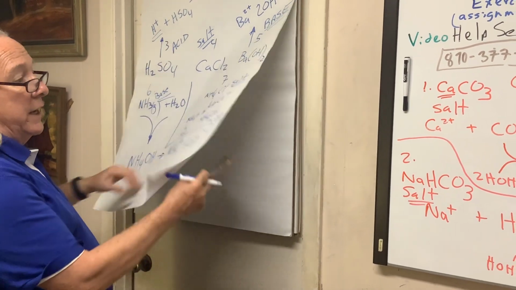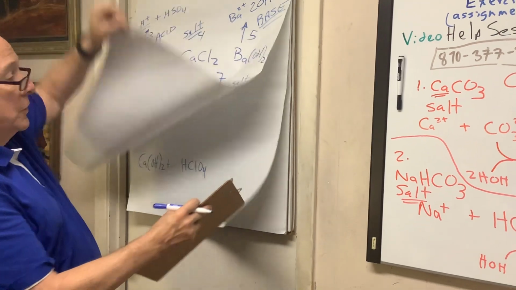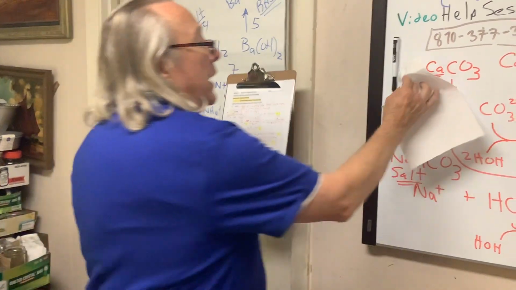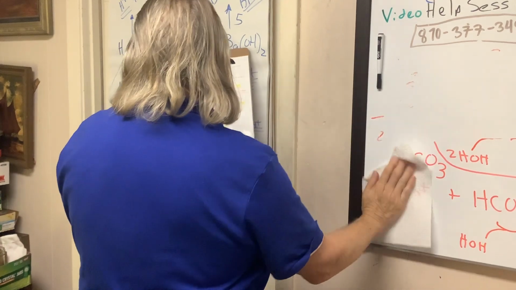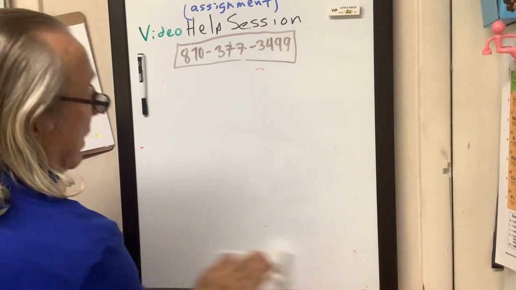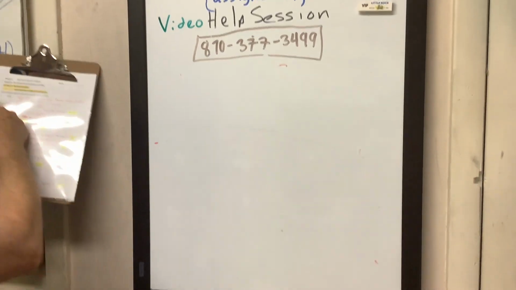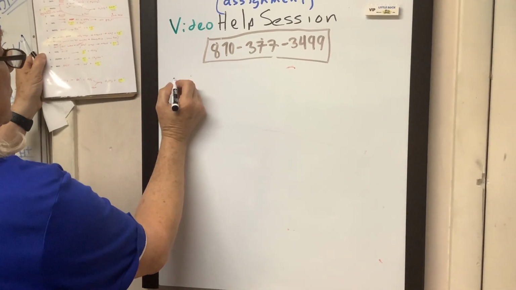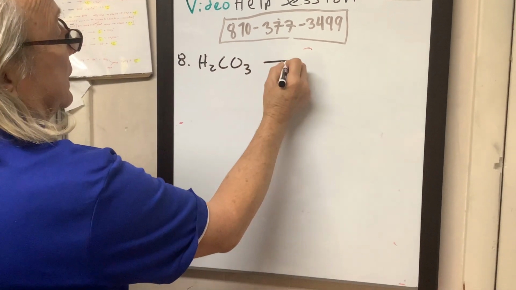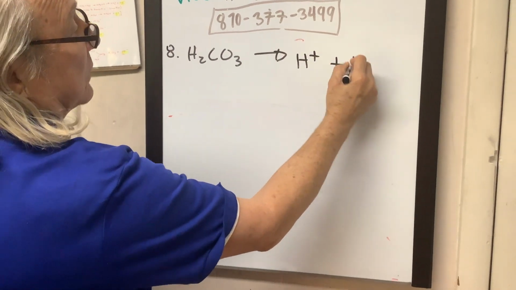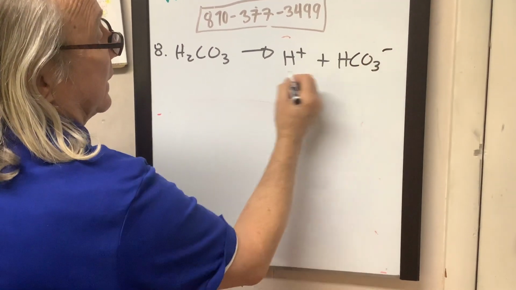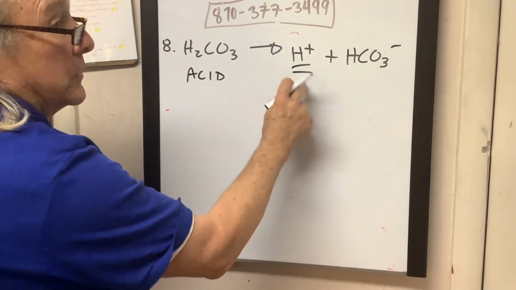Did I write the other ones down? No. So we have 3 more, and I will draw those out over here. They're very simple ones, relatively straightforward. This is that acid that forms when you dissolve carbon dioxide in water. It's called carbonic acid, H2CO3, and it breaks down into H plus plus the bicarbonate, sorry, I'm old, the hydrogen carbonate anion. Acid. Proton donor.